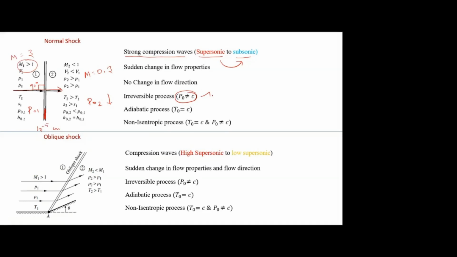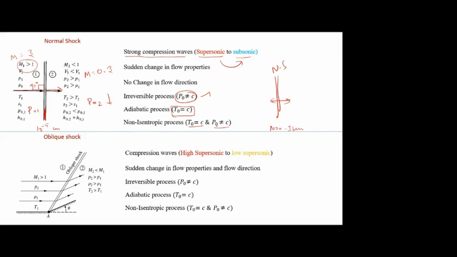P naught is not constant, but we are not heating or cooling the system. Okay, there is no heat addition, so the process is adiabatic, so temperature is constant, that is T naught is constant. So due to the sudden change in flow property, the process is irreversible, so there is a stagnation pressure loss, but we are not cooling or heating the system, so T naught is constant. Overall, if you see across the wave, this is a normal shock, across the wave the flow is non-isentropic. Okay, because T naught is constant, but P naught is not constant.